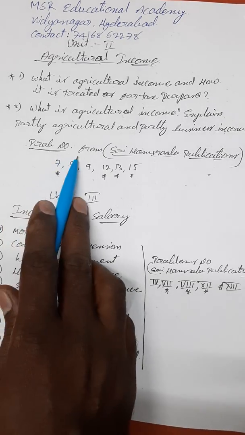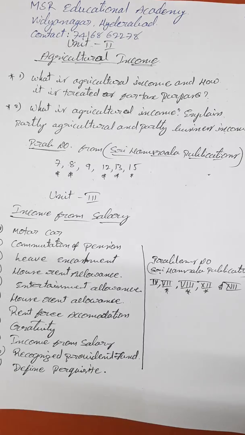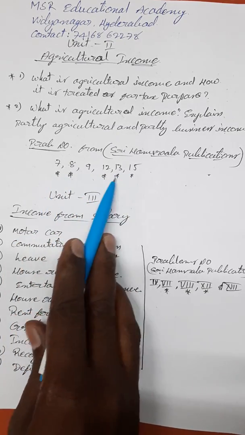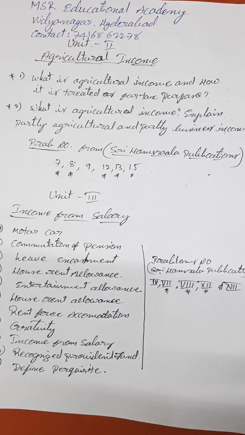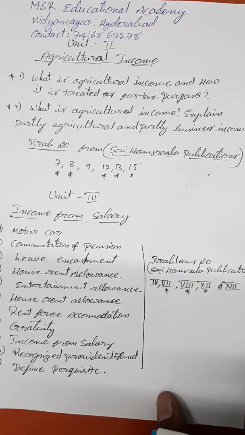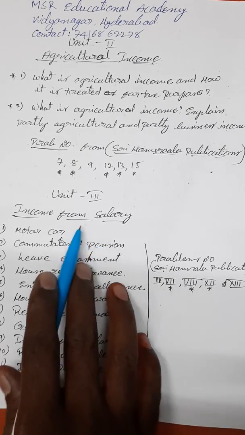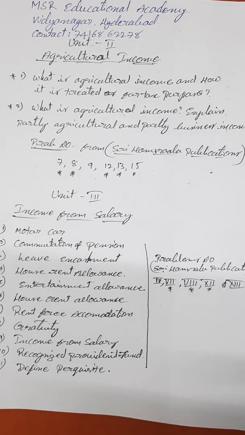Next, the problems in this agricultural income are 7, 8, 9, 12, 13, 15. Whatever I have given a star mark is very important, most important; at least you can prepare those. These are the questions for this examination. And unit 3, income from salary.